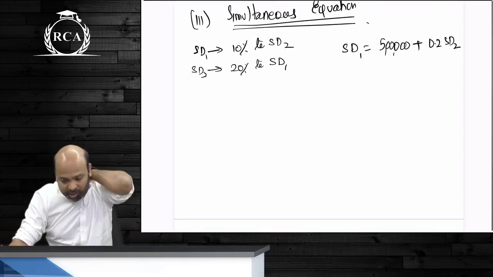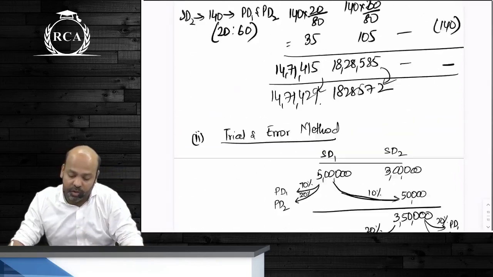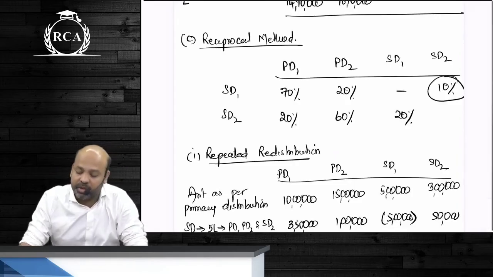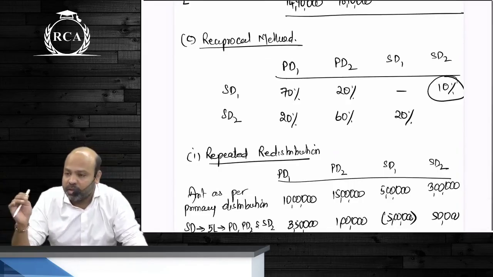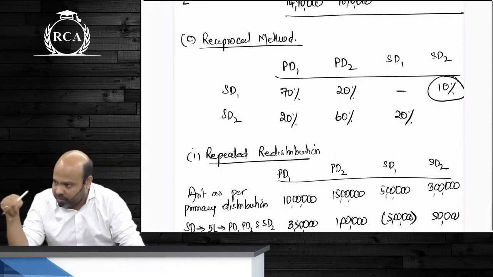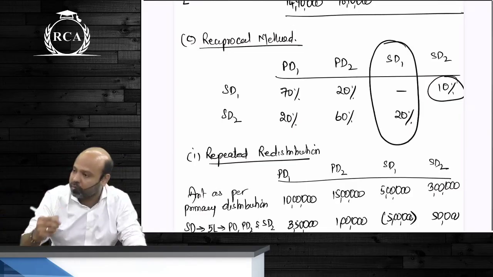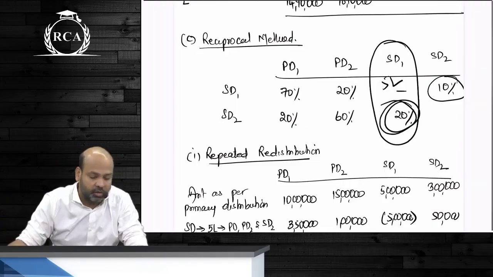The total amount of SD1 is not just 5 lakhs. Forming the equation is important. Common mistake in the examination, beta: they write SD1 plus 10% of SD2. It is not about what you are giving them. What are you receiving from SD2? So the total amount of SD1 should be their own amount plus 20% of SD2.